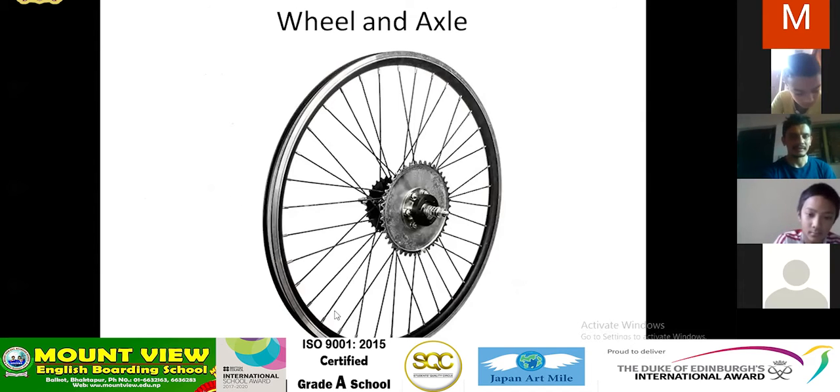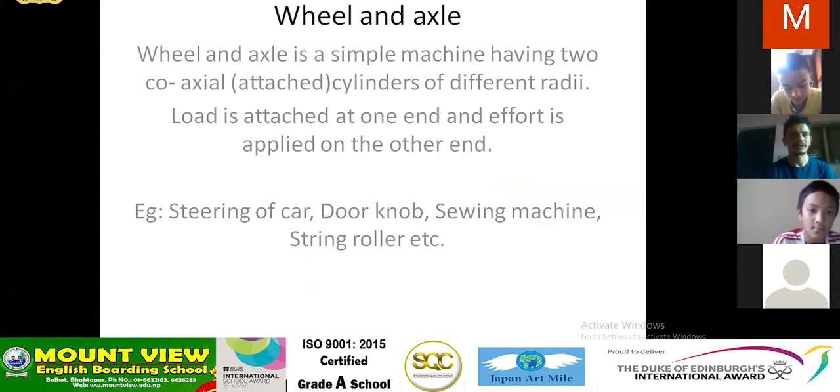This bigger one is called the wheel, and this smaller one is called the axle. So wheel and axle are joined with each other. They are not independent, actually they are fixed together. So this is called wheel and axle. A wheel and axle is a simple machine having two coaxial cylinders of different radii.